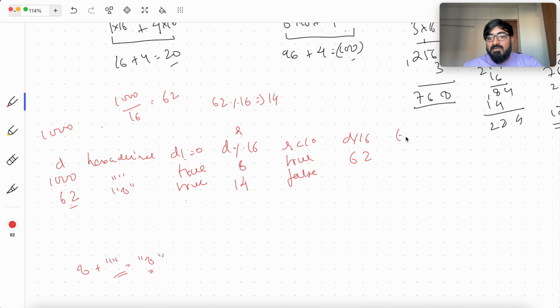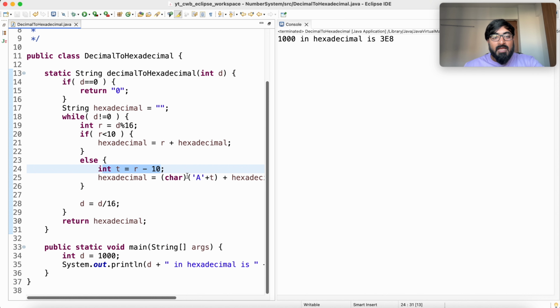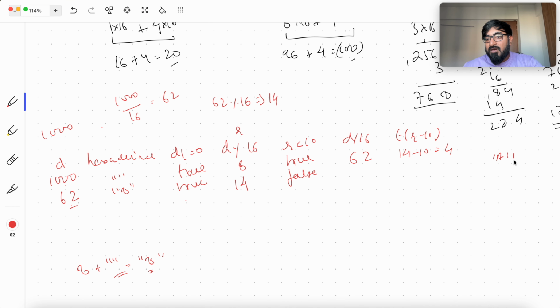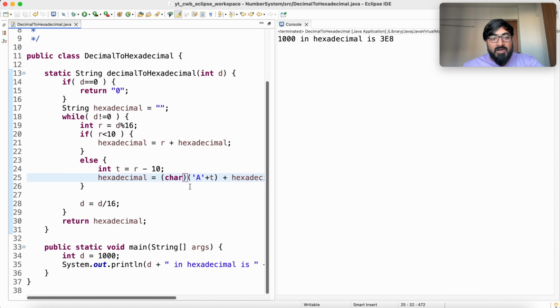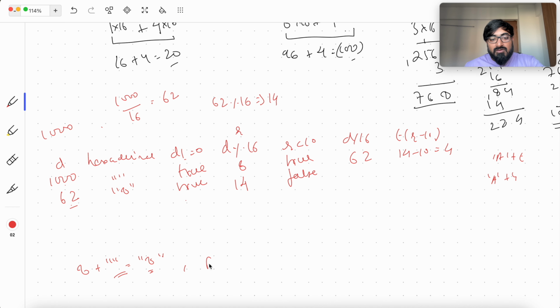We calculate t as r minus 10. t is going to be 14 minus 10, equal to 4. Then 'A' plus t is 'A' plus 4: B, C, D, E. So the character E plus hexadecimal, which is 8, back into hexadecimal, gives the string E8. So hexadecimal is E8.